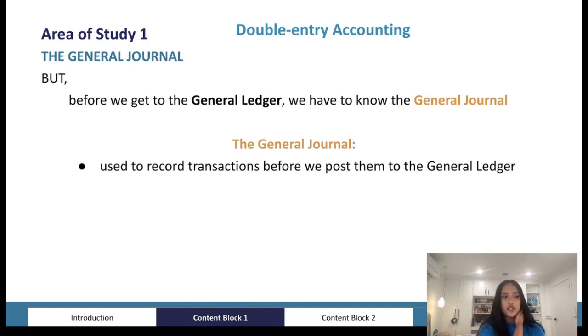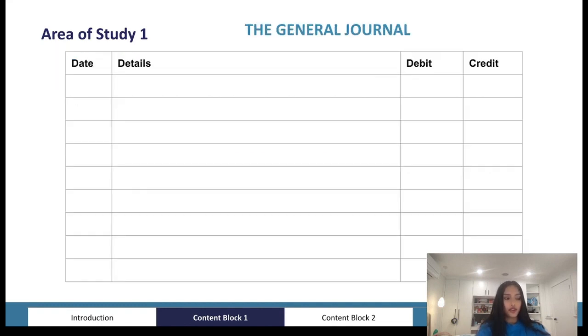Okay, we're not going to jump straight into posting transactions to the general ledger just yet. First, we need to know the general journal. The general journal is used to record transactions before we enter them into the general ledger. This is what the general journal looks like.